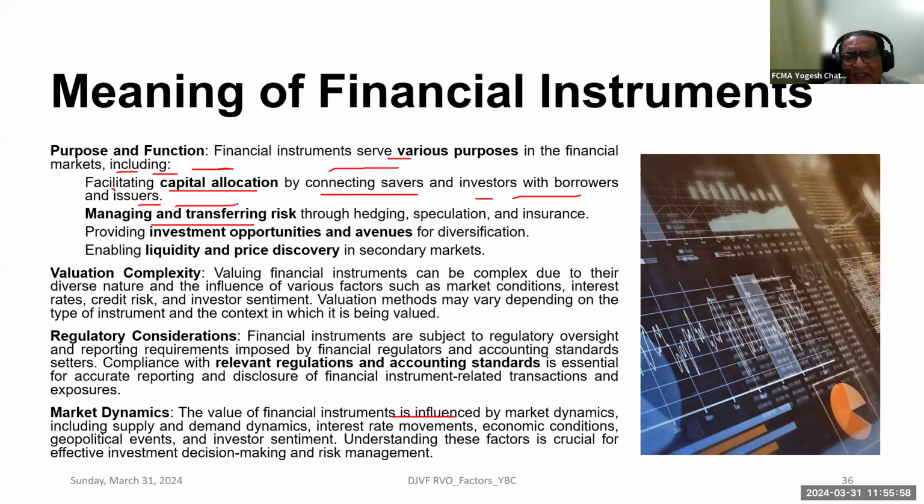Managing and transferring risk: all types of hedging transactions are nothing but managing and transferring the risk through hedging, speculation, and insurance, providing investment opportunity and avenues for diversification, enabling liquidity and price discovery in a secondary market. So these are the purpose and function of a financial market. Financial instruments are part of the financial market.